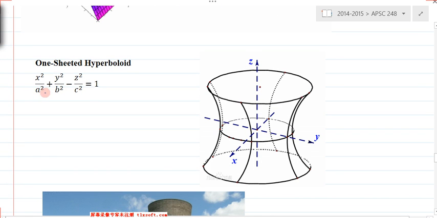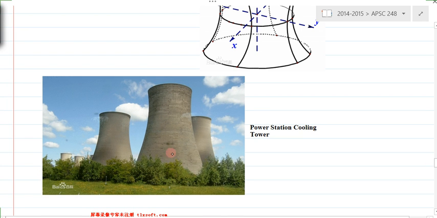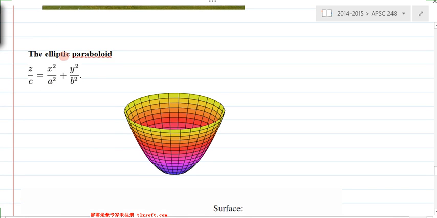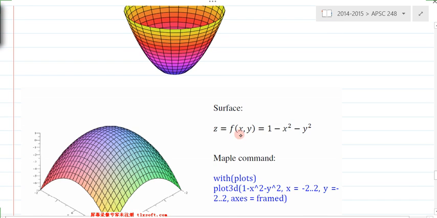If you have this kind of equation, x squared over a squared plus y squared over b squared minus z squared over c squared equal to 1, plugging in certain a, b, c, this is what we call a one-sheeted hyperboloid. The shape is like this, and you see a lot of it: this is the power station cooling tower. If you have z equal to this, that's called an elliptic paraboloid. This is like a bowl. If I draw z equal to 1 minus x squared minus this, it's an inverted bowl.